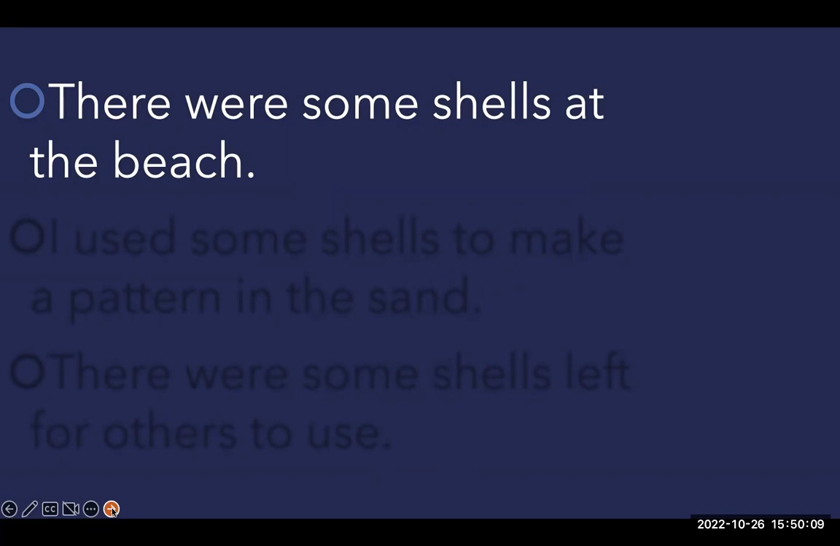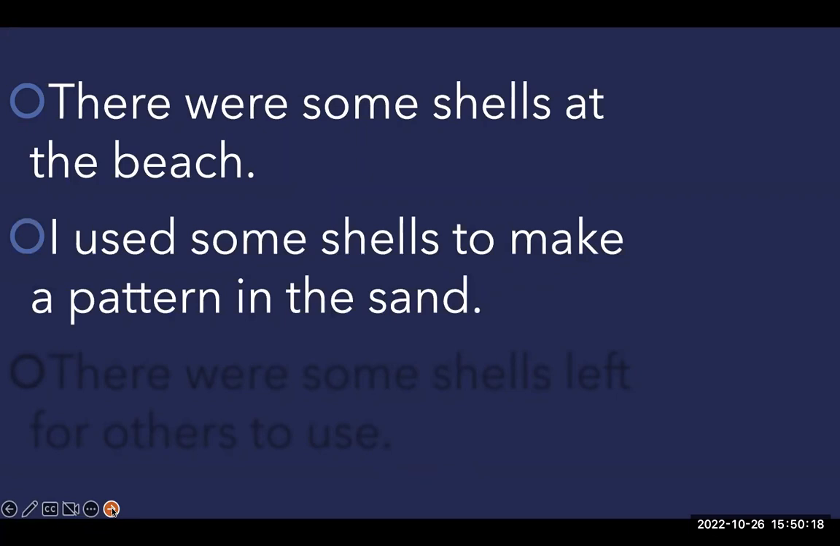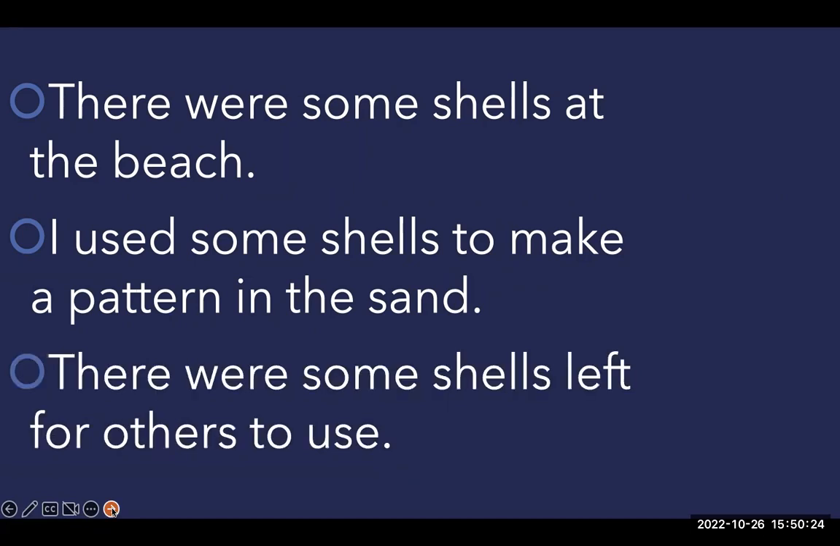There were some shells at the beach. So I have students, I often say, play this movie in your head. What's happening in this math problem or math story? I use some shells to make a pattern in the sand. So about how many shells might you need to make a pattern? There were some shells left for others to use. So again, there were some shells, I used some, but there were some left over.